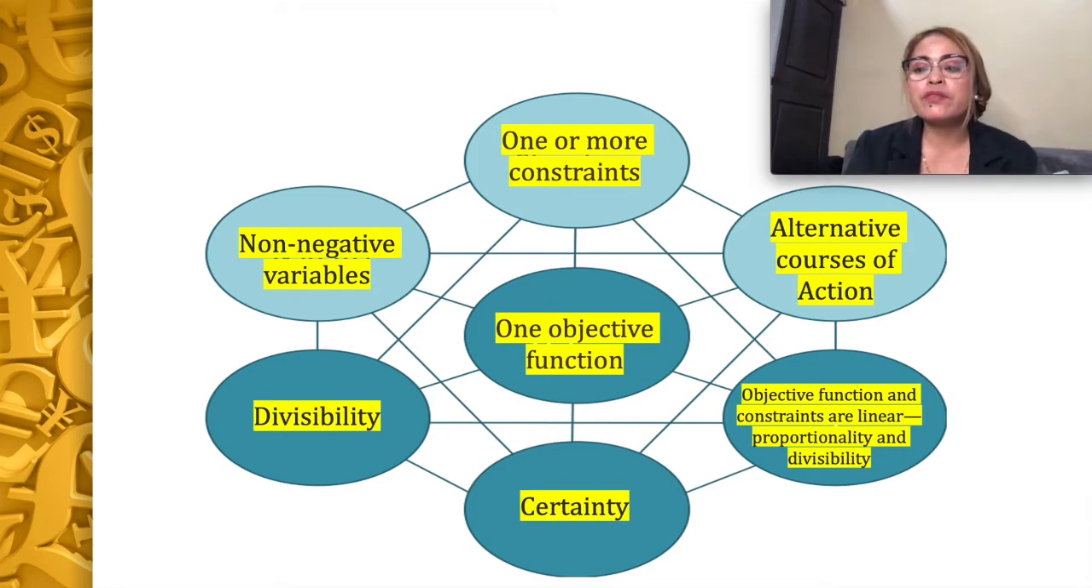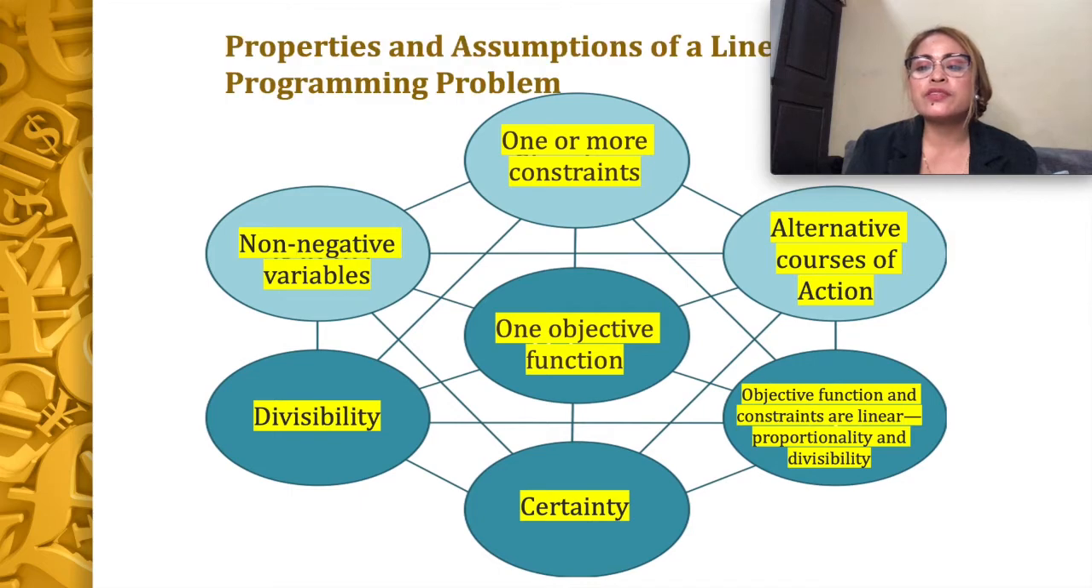Okay, fourth, objective function and constraints are linear, which means that the objective and constraints in LP problems must be expressed in terms of linear equations or inequalities. Now, linear mathematical relationships just mean that all terms used in the objective function and constraints are of the first degree, meaning not squared, not cubed, not raised to a higher power, or appearing more than once.